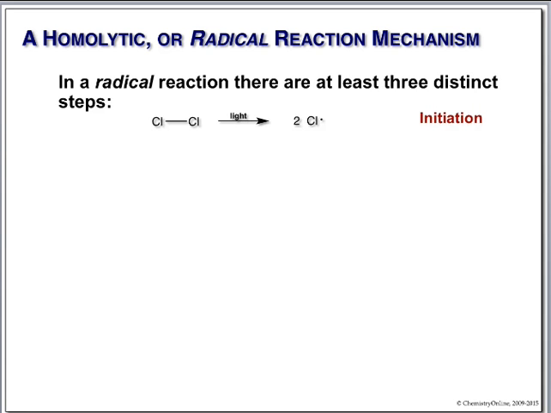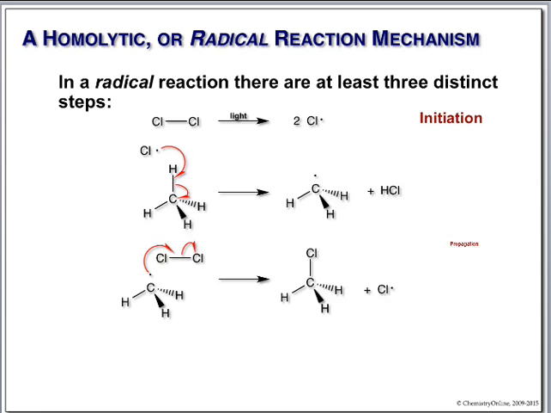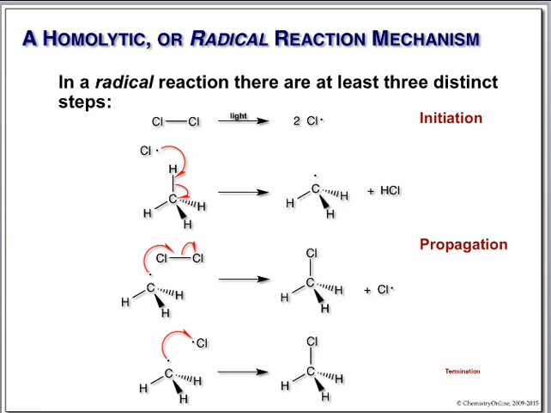Overall, initiation: make radicals, usually using something like light. Propagation: take a radical, wind up with a radical, and we make our mole of products. And finally, termination. Any of the termination steps will certainly work.